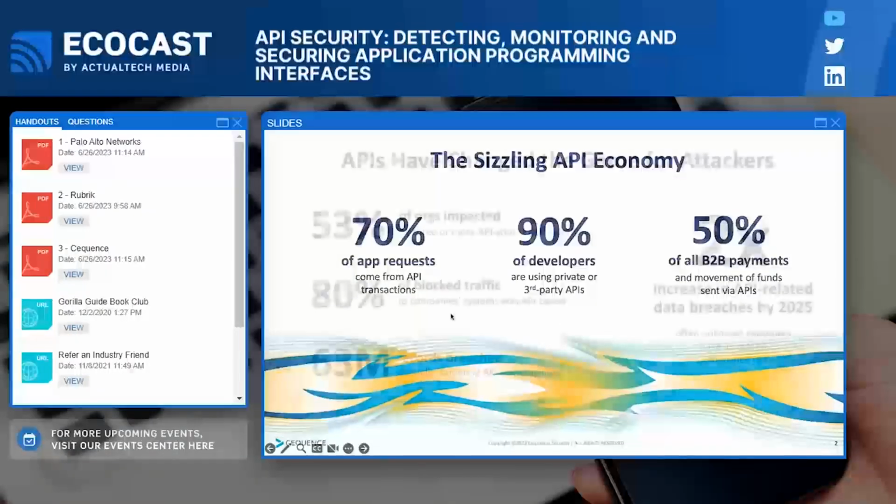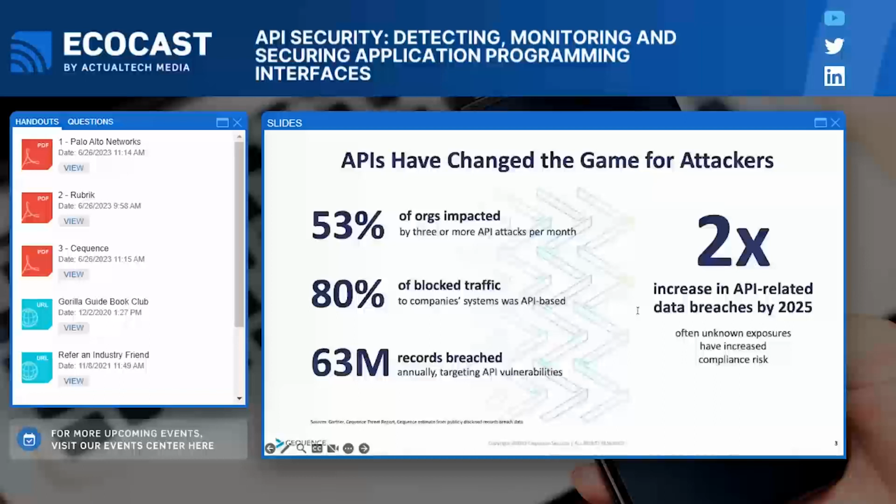So unfortunately, attackers have also taken notice, and they're adjusting their cyber attack campaigns to now target APIs. Some sample research from the recently published Sequence Threat Report: 53% of organizations reported being impacted by 3 or more API attacks per month.